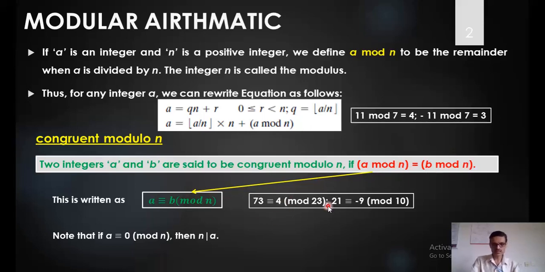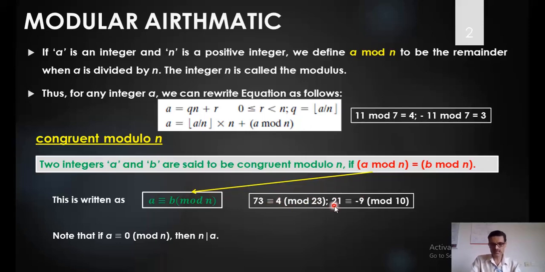I have taken an example over here, that is 73 congruent 4 mod 23. The meaning of this is that 73 mod 23 is equal to 4 mod 23. So what answer do we get? 73 mod 23: 23 goes in 3 times, the quotient, and the remainder is 4. That is equal to 4 mod 23. The 4 cannot be divided by 23, so the remainder is 4 itself.